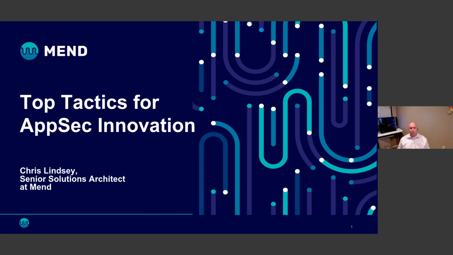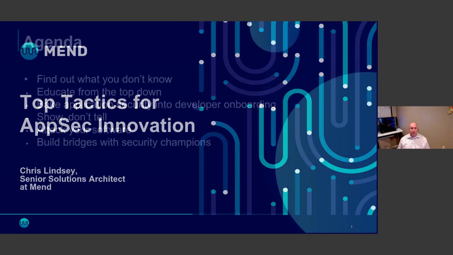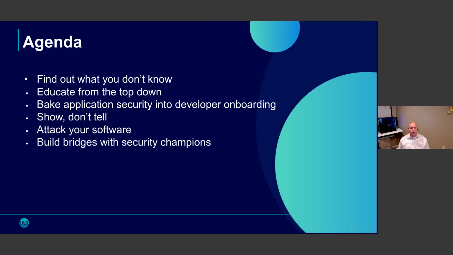I have only 45 minutes to talk today, so I came up with a small list of topics that spans multiple areas. It's intended to get you thinking about the different areas of an application security program. Knowing where to start is half the battle. Today, we are going to discuss: find out what you don't know, educate from the top down, bake application security into your developer onboarding, show, don't tell, attack your software, and build bridges with champions.